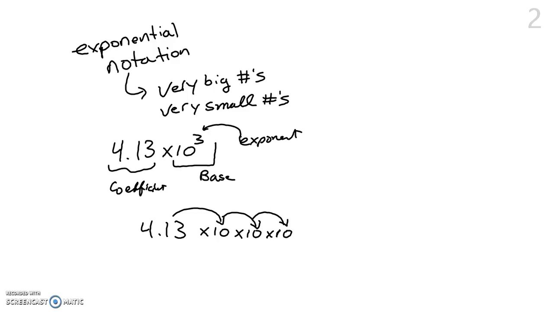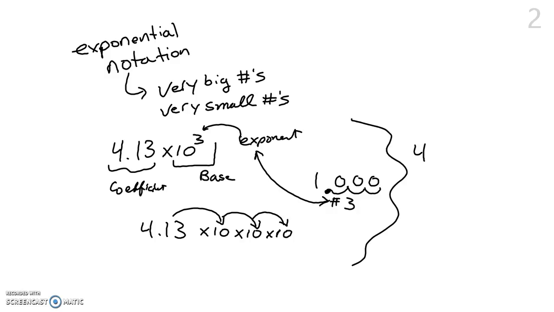Another way of doing that is if I have a decimal place and multiply by 10, that's like 1 times 10 is 10, times 10 is 100, times 10 is 1,000. So I can move the decimal place 3 times, the same number as the exponent, which tells us 4.13, move my decimal place 3 times, gives us 4130. That is equal to 4.13 times 10 to the third.